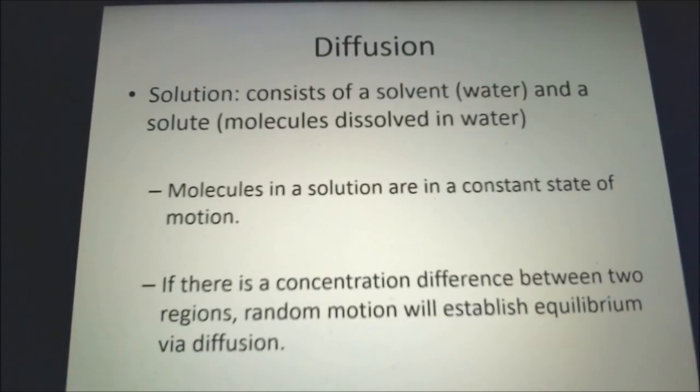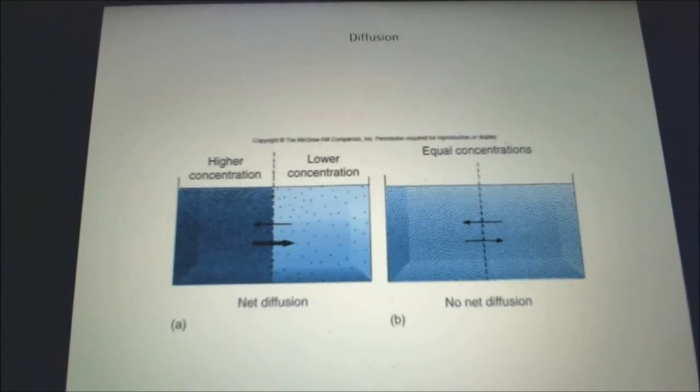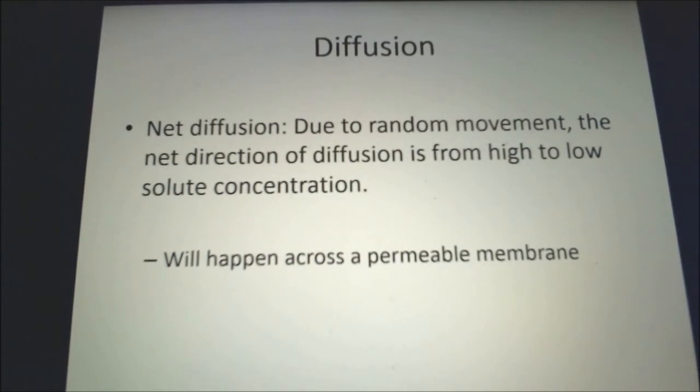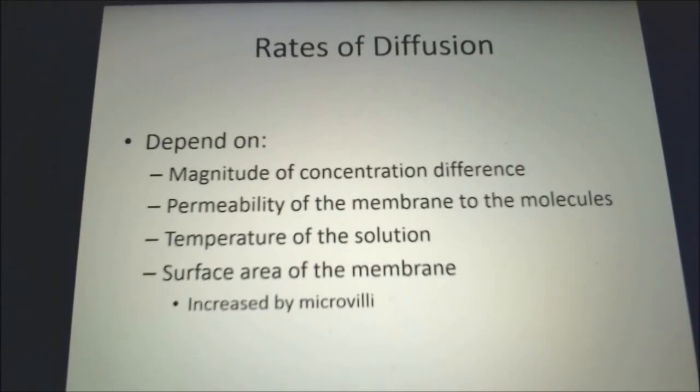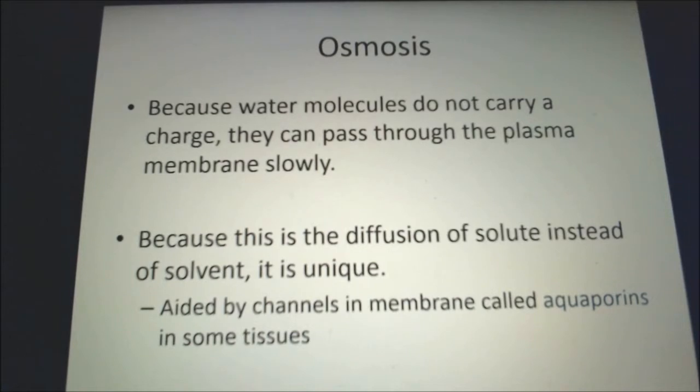You're going to have to know about diffusion, movement across a semi-permeable membrane, or a movement from a high concentration into a low concentration. Diffusion will move until the concentrations are equal. Rates depend on how much the difference is, the temperature, and how much surface area. Osmosis is diffusion across the semi-permeable membrane.